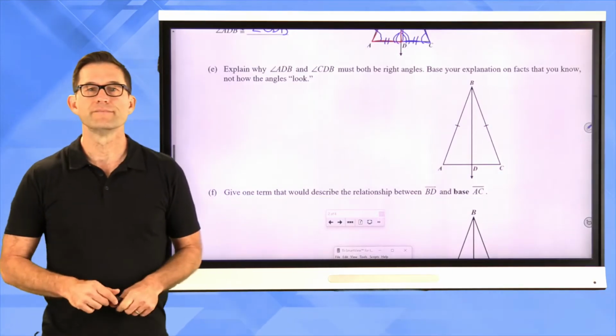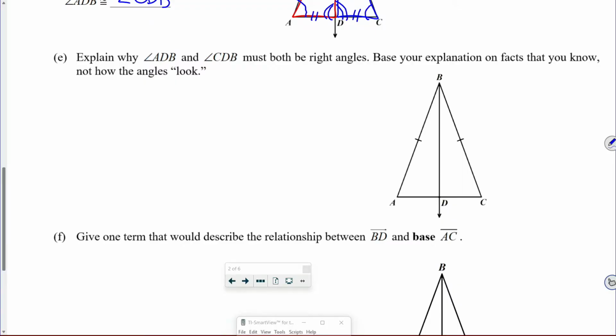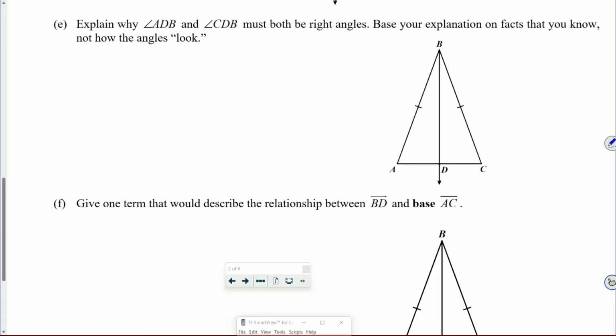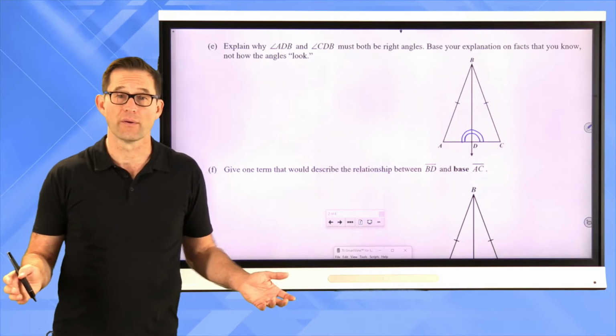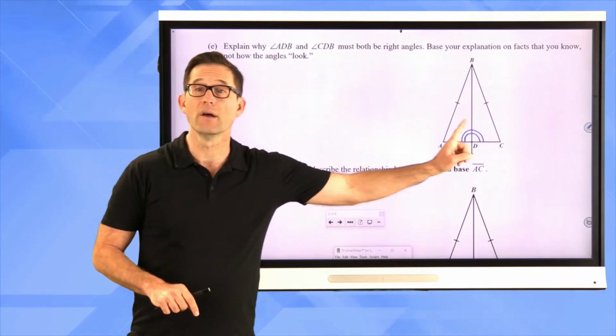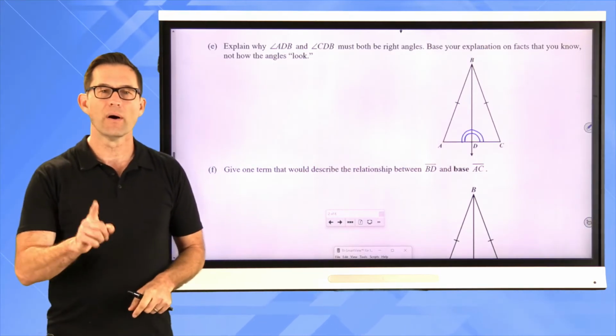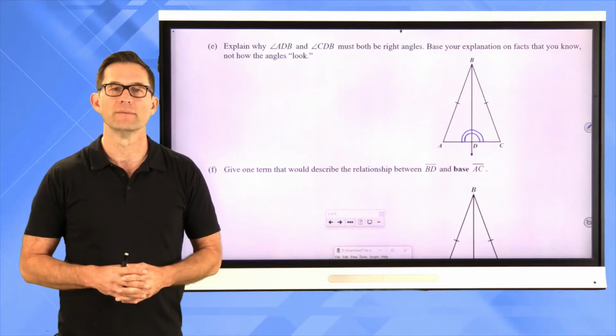Let's take a look at letter E. Explain why angle ADB and angle CDB must both be right angles. Base your explanation on facts that you know, not just how the angles look. Now remember, what do we know about angle ADB, which is right here, and in the previous one I marked it with two arcs, and angle CDB? One thing I know is that they're congruent to each other, because I know that this triangle is identical to that triangle. But why do they have to both be right angles? Pause the video now and see if you can write something down.